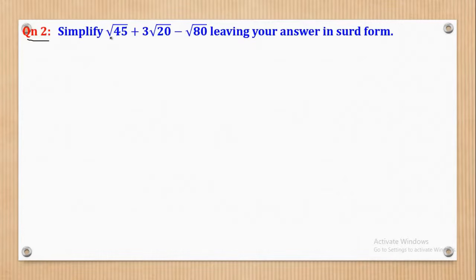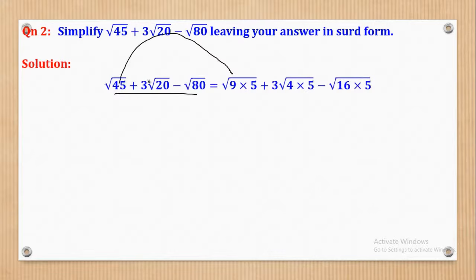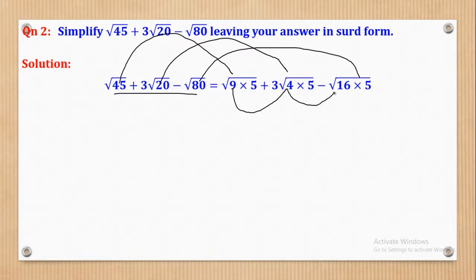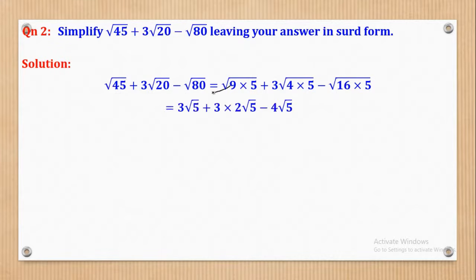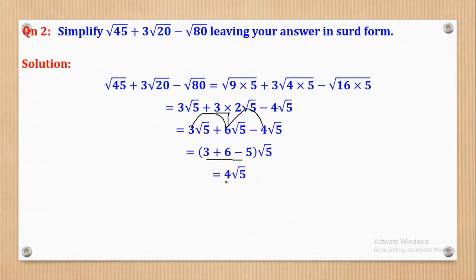Then question 2 says, simplify this, leaving your answer in surd form. So this one, 45 is the same as 9 times 5, 20 is the same as 4 times 5, 80 is the same as 16 times 5. Now these ones are square numbers, so inside one should be a square number and the other should be any other number. Square root of 9 is 3, that's why you see 3 there. Square root of 4 is 2, that's why you see 2 there. Square root of 16 is 4, that's why you see 4 there. So next I'll simplify. This gives you 6. And then this plus this minus this is this part, therefore the answer will be 4 root 5.